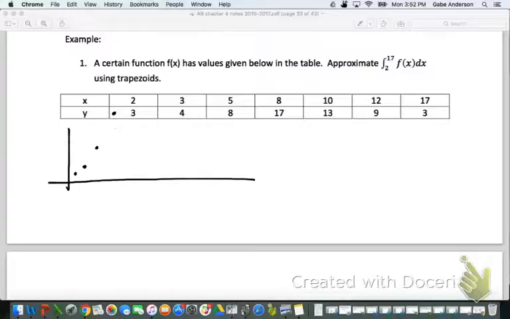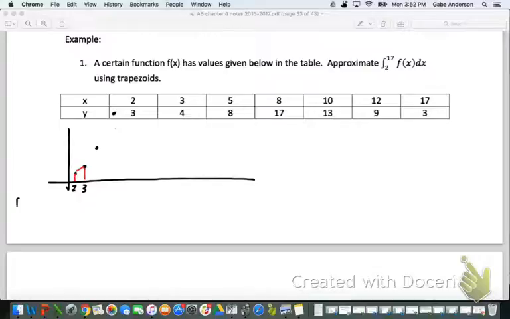Okay, so if I'm going to do some trapezoids here, I'm going to make a trapezoid for every interval. My first trapezoid would actually look like this. Down here, this was x equals 2, this was x equals 3. I'm going to try to find the area of that trapezoid.